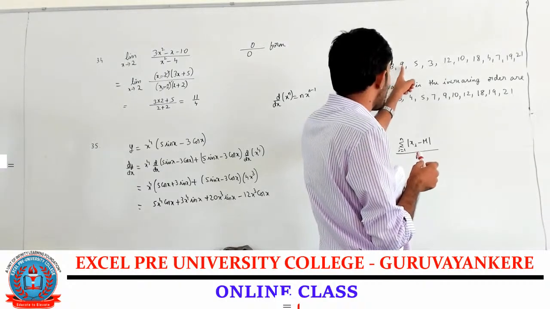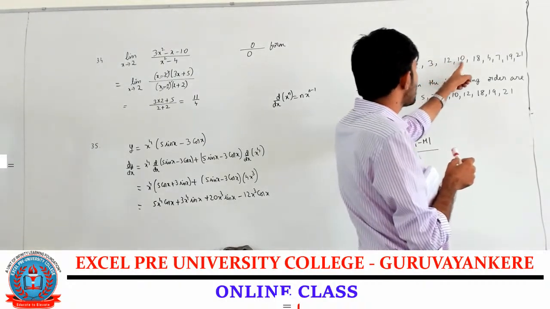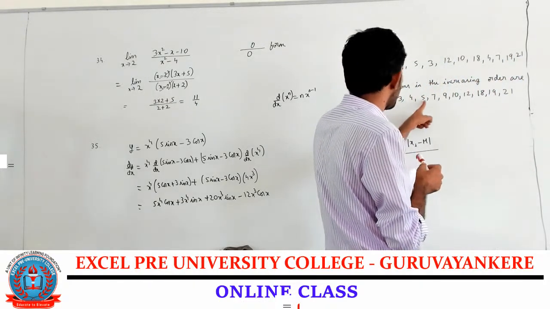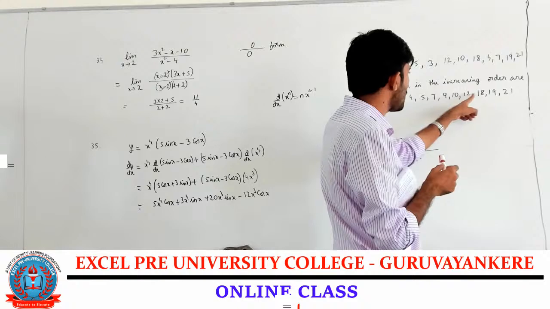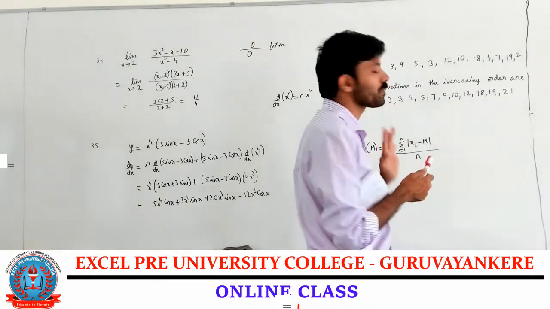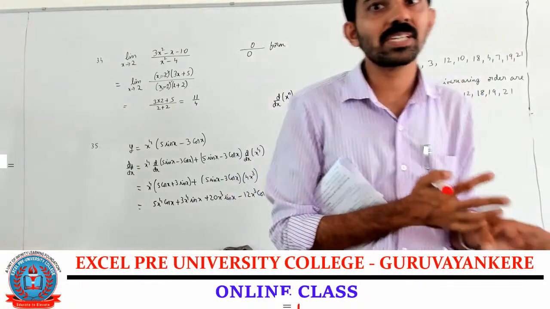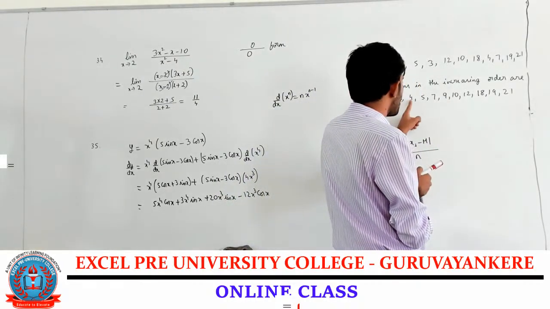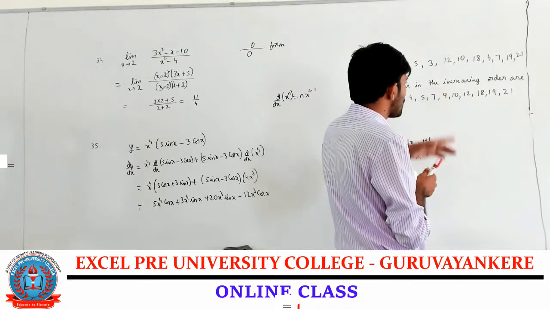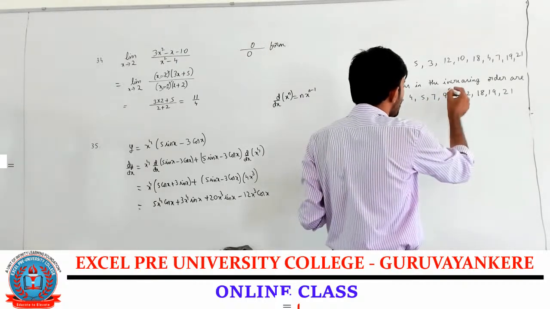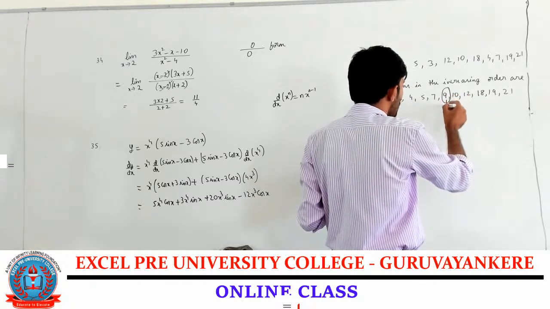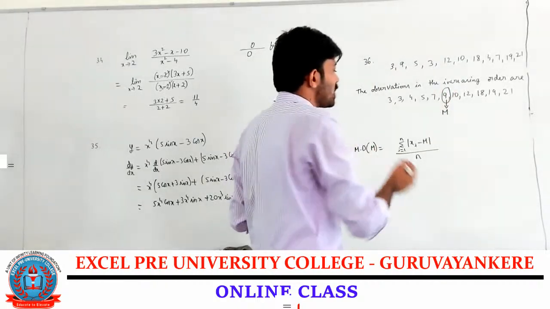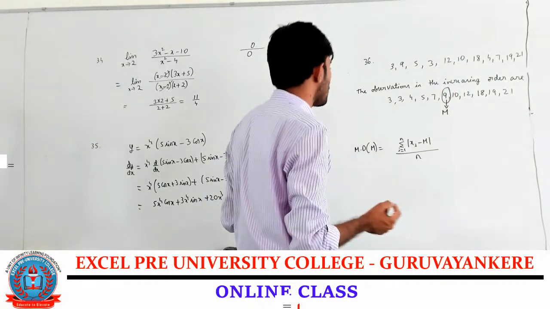How many observations? 1, 2, 3, 4, 5, 6, 7, 8, 9, 10, 11. There are 11 observations, so the sixth observation is going to be the median, correct? 1, 2, 3, 4, 5, 6. The sixth observation is the median, with 5 terms on that side and 5 terms on this side. The middlemost observation is the median.